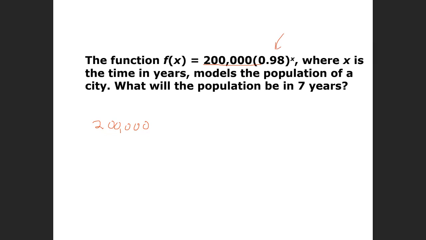Now, this city's population is decreasing. Why do I know that? This is less than 1. It's decreasing. So in 7 years, my answer is going to probably be 190 some thousand. I don't know. Just put 7 in there and you can figure it out. But I know it's going to be less than 200,000 because it's decreasing. The population of this city is decreasing since the base is less than 1.